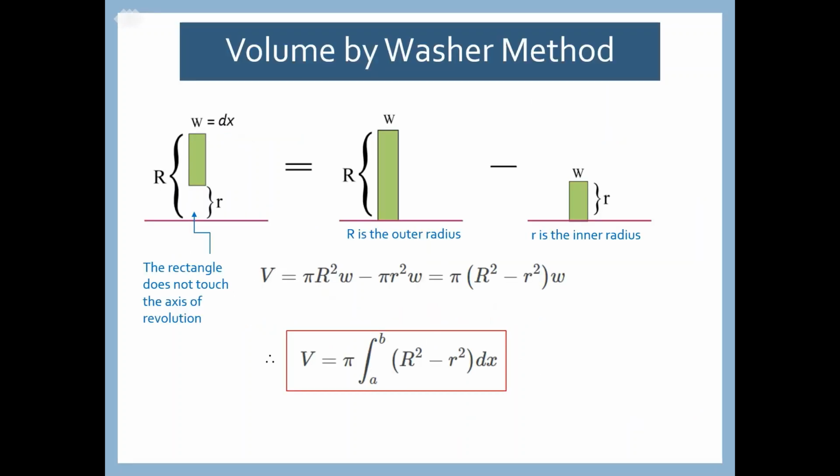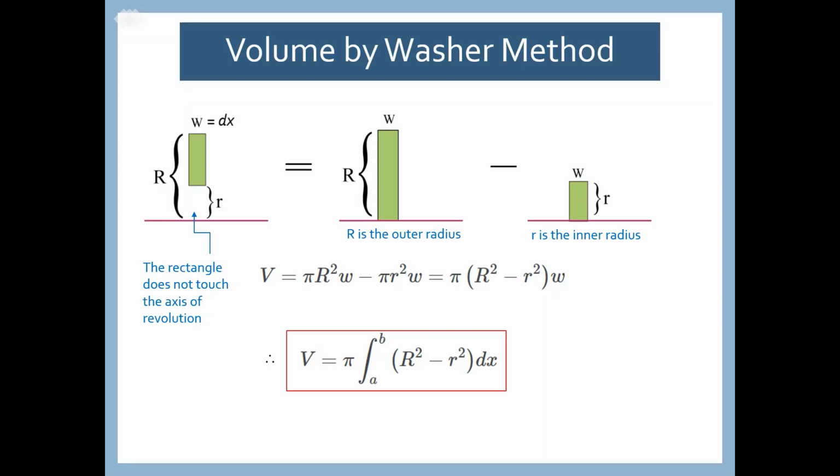Next, let's proceed with the second method of finding the volume, which is known as the washer method. This method is an extension of this method for finding the volume of a solid of revolution that has a hole. Assume that we have a rectangle that is perpendicular to the axis of revolution, but this rectangle does not touch the axis. In other words, there is a hole in between.